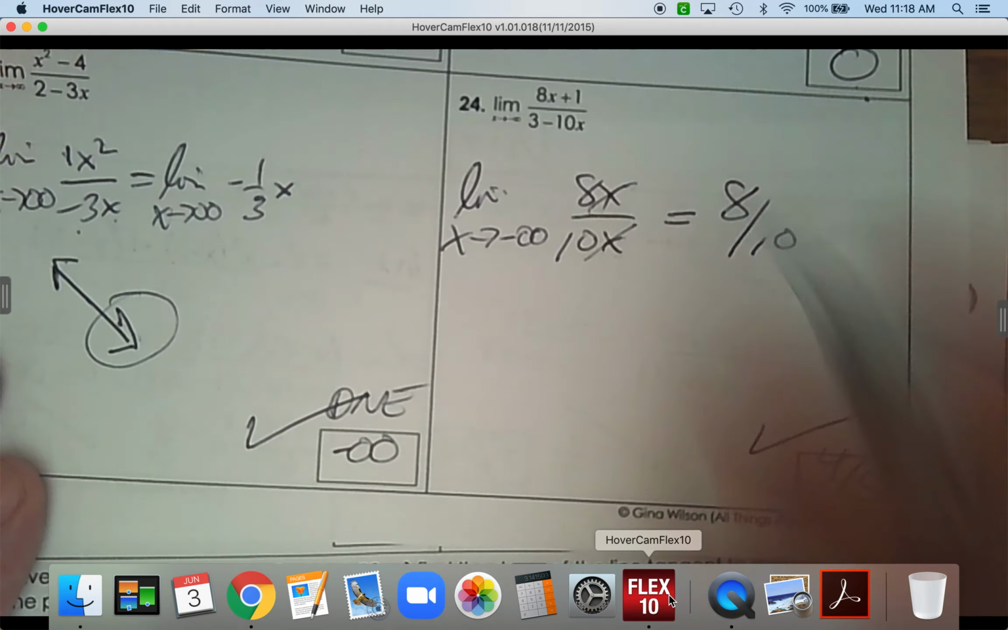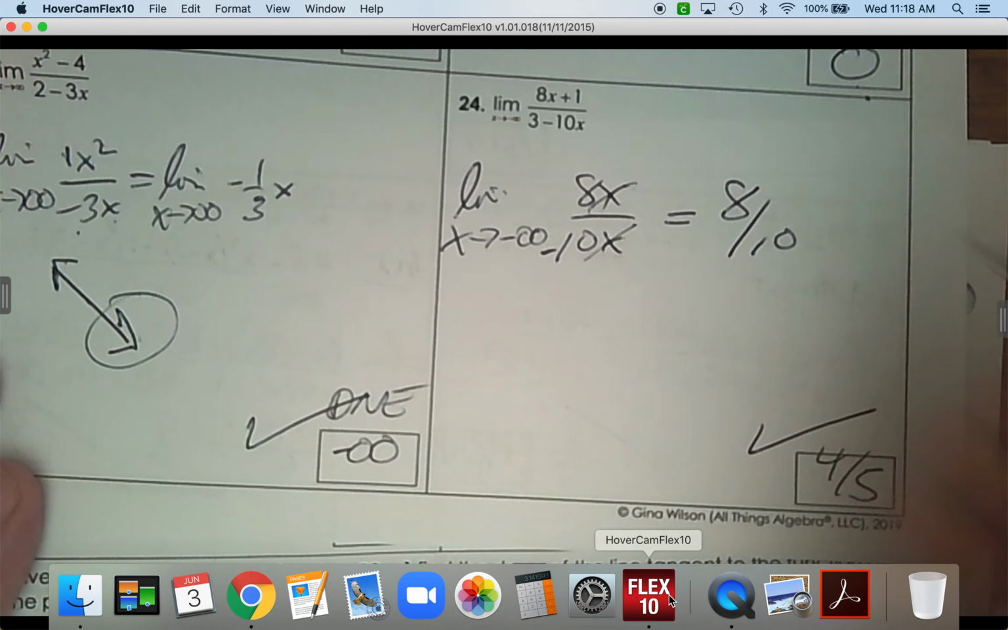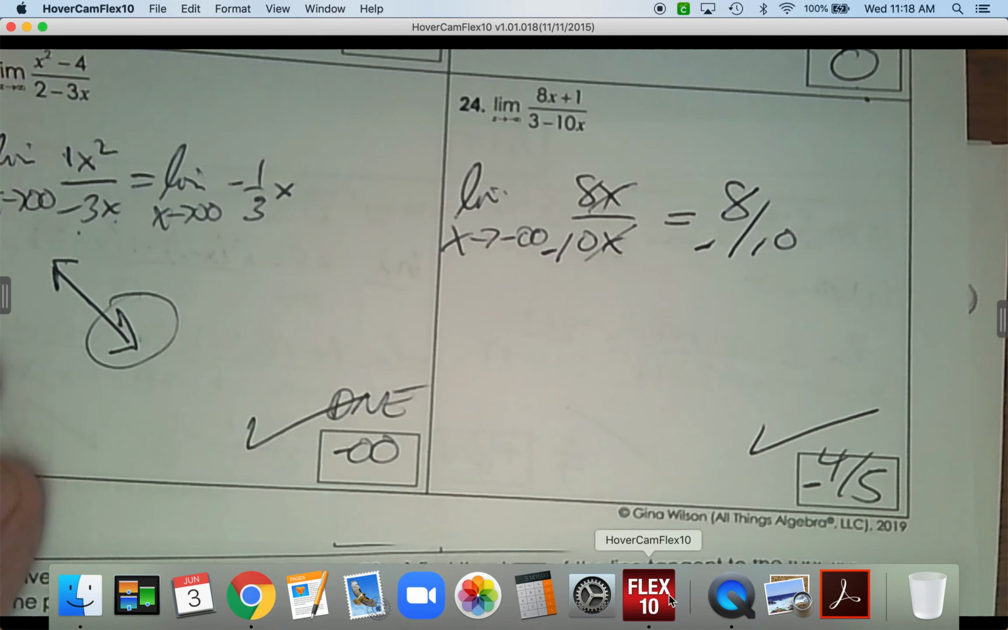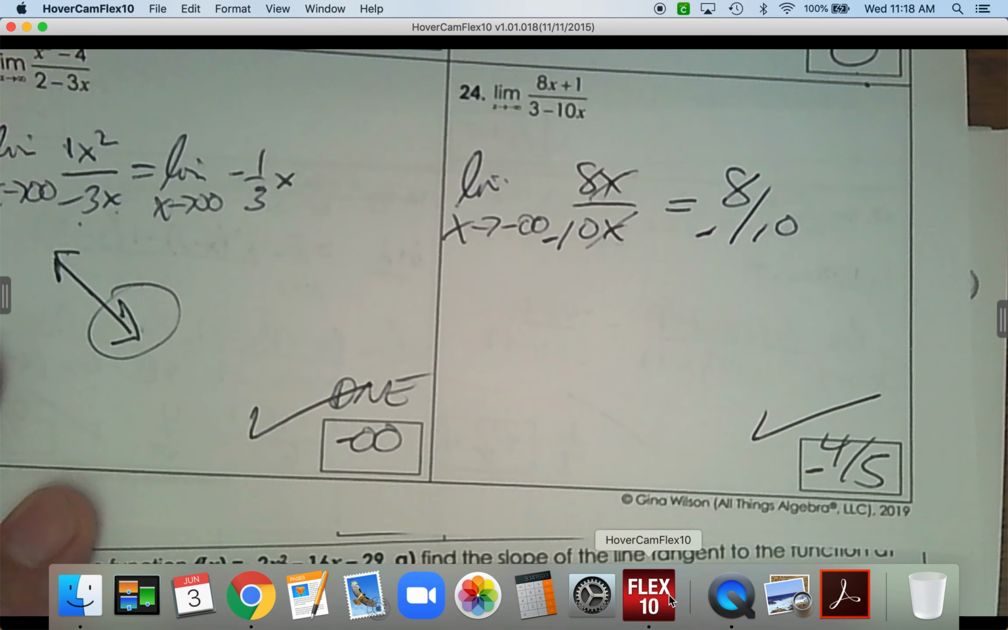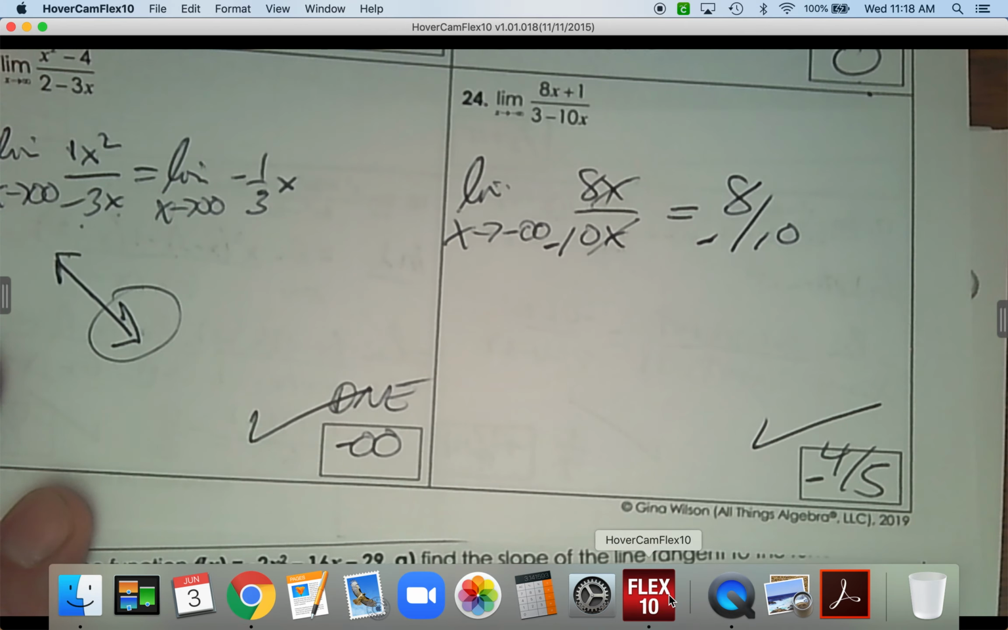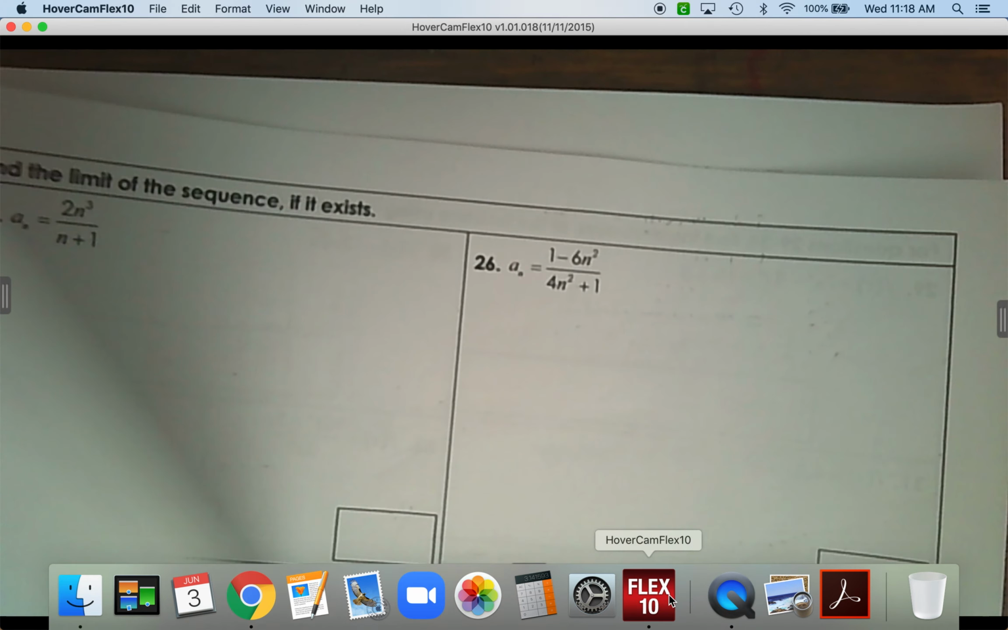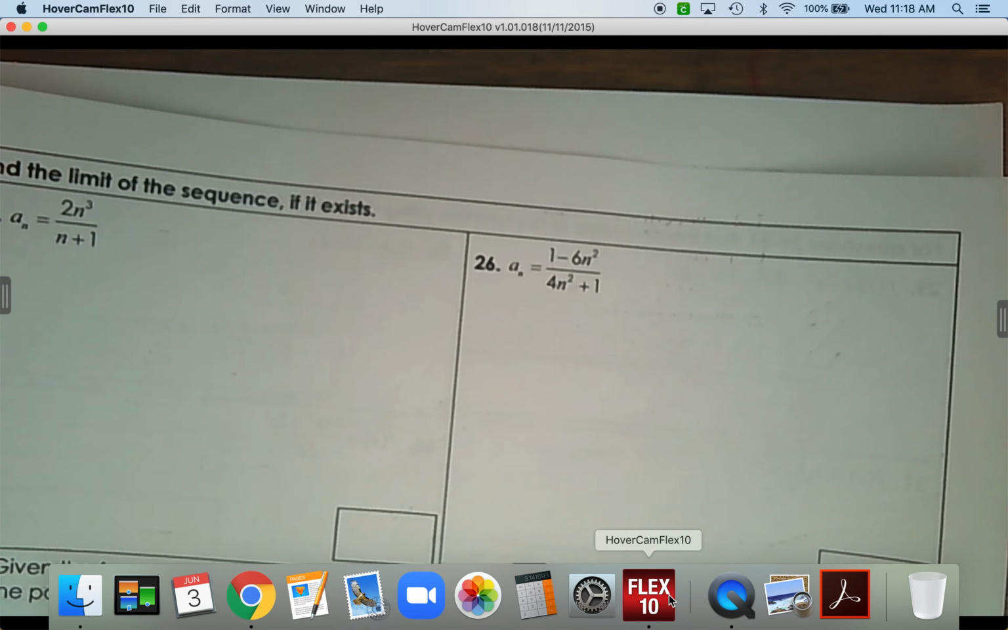Oh, you know what I forgot? There's a negative there, right? A negative 10x. That makes this negative. Makes this negative. So make sure it's negative 8 over 10 and negative 4 over 5. Give yourself half a point if you forgot the negative. All right. Add that up. How many check marks you got?